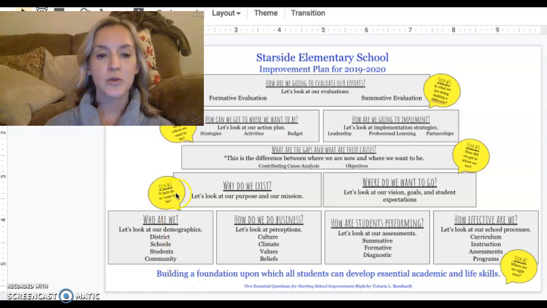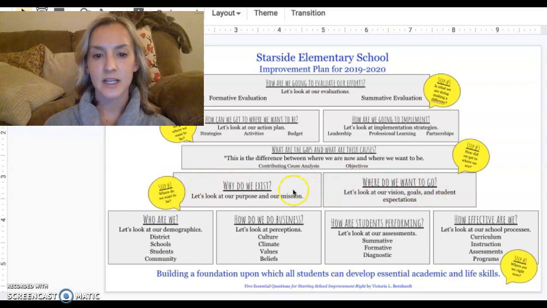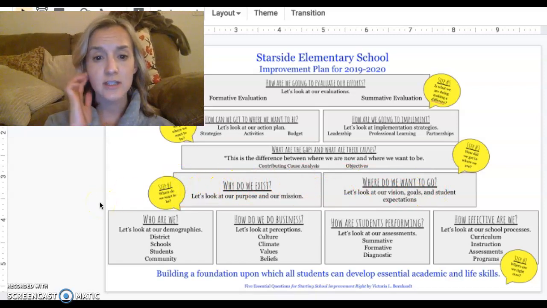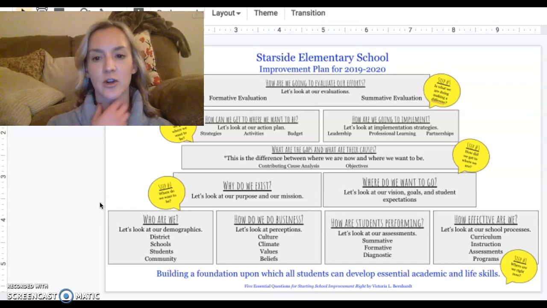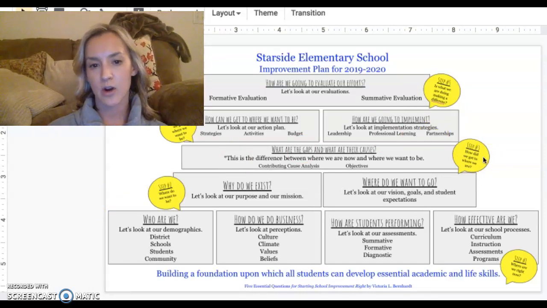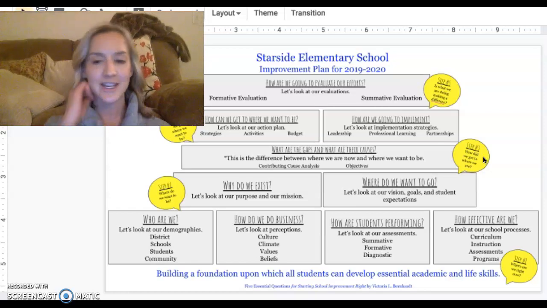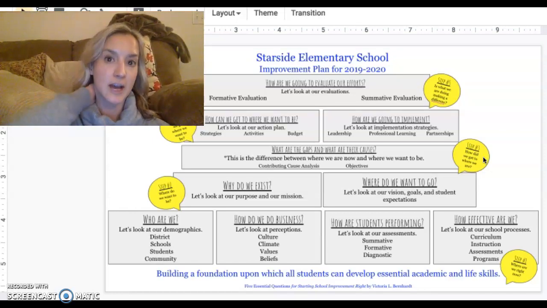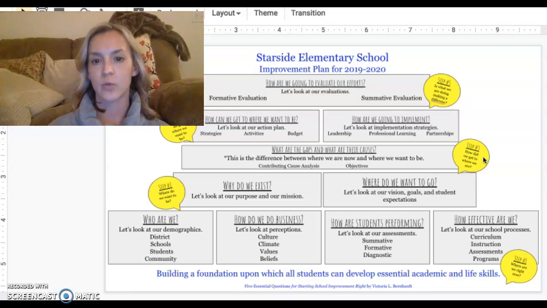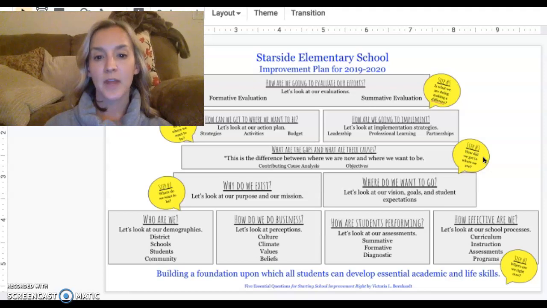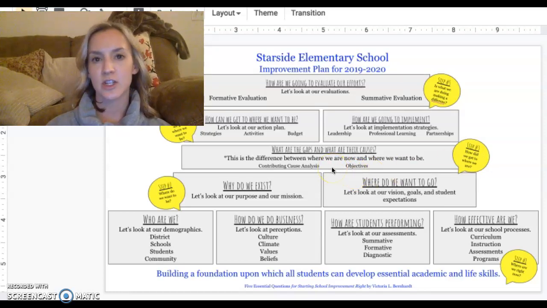And then step 2, where do you want to be? We would discuss these 2 questions and look at our purpose and our mission and just align our vision and our goals and our student expectations. Then step 3, how did we get to where we are? So we would look at where our gaps are in our students and really analyze and discuss and reflect on what caused those gaps. So looking at our objectives and just the analysis of the causes.